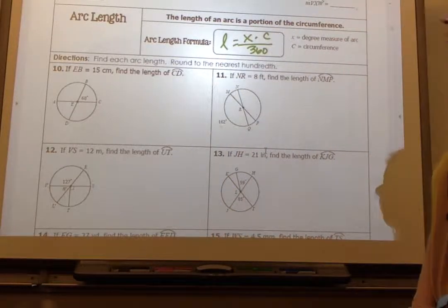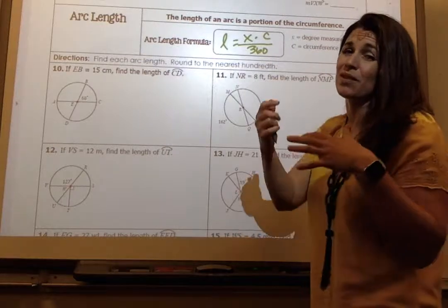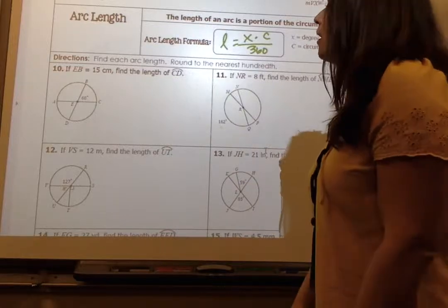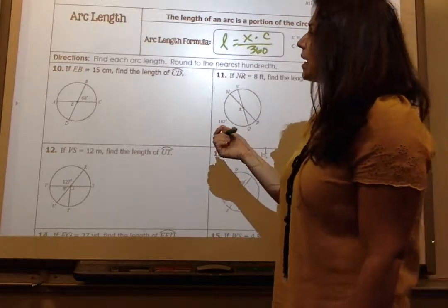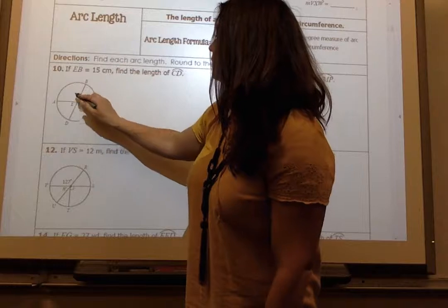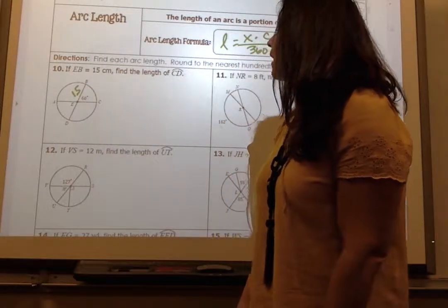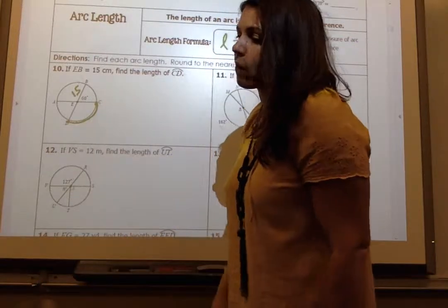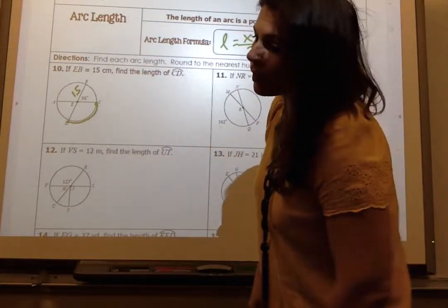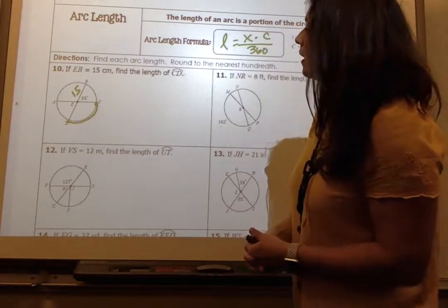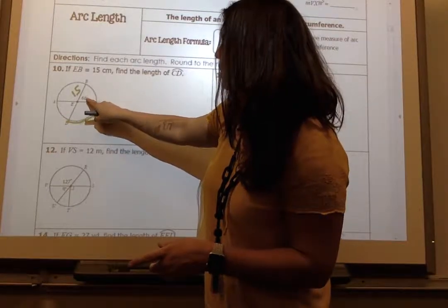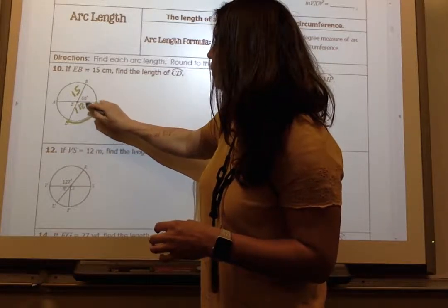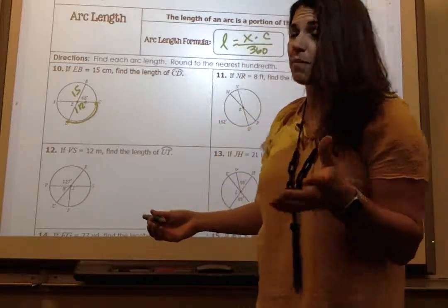Okay? Now, I'm also going to show you how to set it up proportionally because that's the way I like to solve it. But if you're a formula kind of guy, that's what you're going to go with. So I'll show you my way. It says, if EB is 15, find the length of CD. So I want this length right here, okay? If this is 68 degrees, I know that this is supplementary, so that's going to be 112 degrees. Everybody with me?